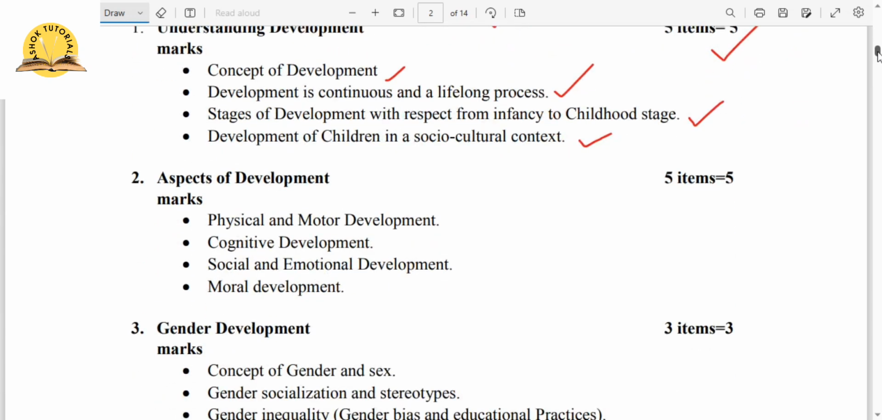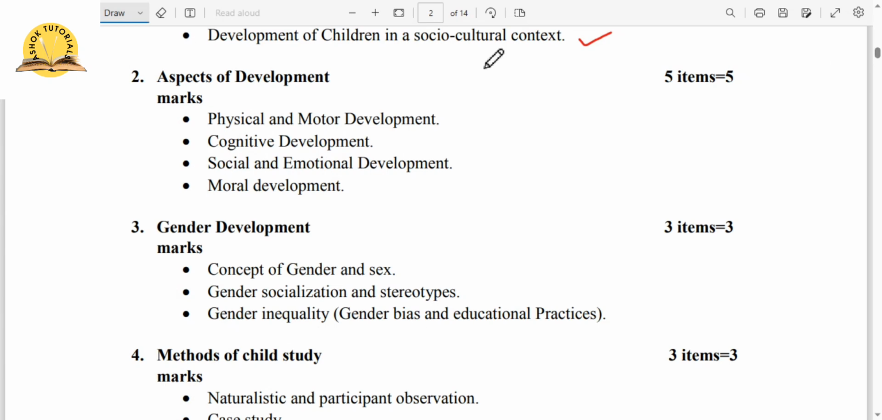Now let's see number 2, aspects of development. So here we will be learning what the different aspects of development are, as I told you just shortly. So in this unit 2, that is aspects of development, we'll also be having 5 marks, right? So what are they? Physical and motor development, right? Physical and motor development we have. Then we have cognitive development.